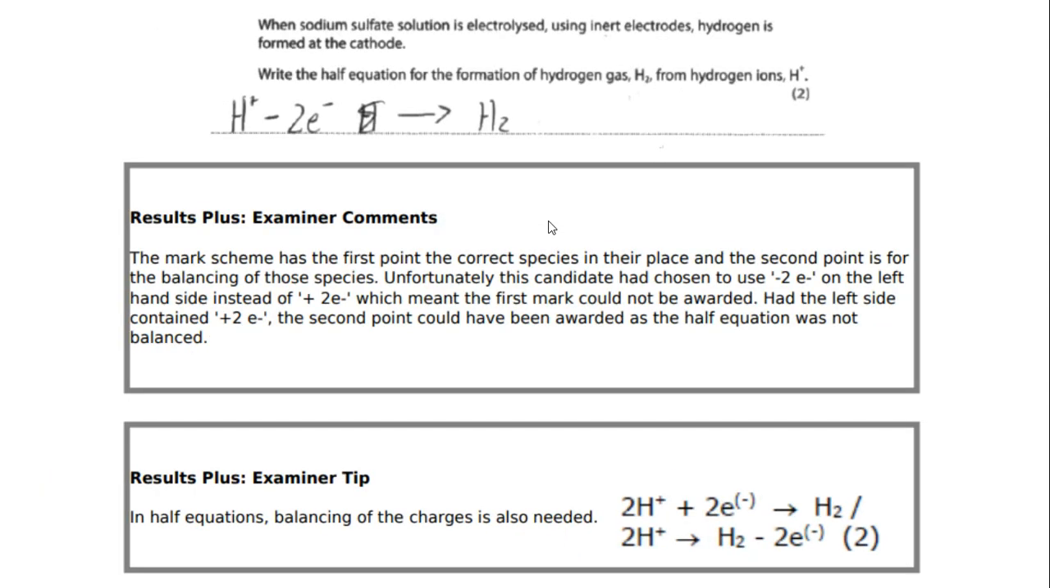The next one here, what they've done is they've put the 2 electrons on the wrong side of the equation, and they've not balanced the H+, so it needs to be a 2H+ there. And so it would have lost very good marks there.